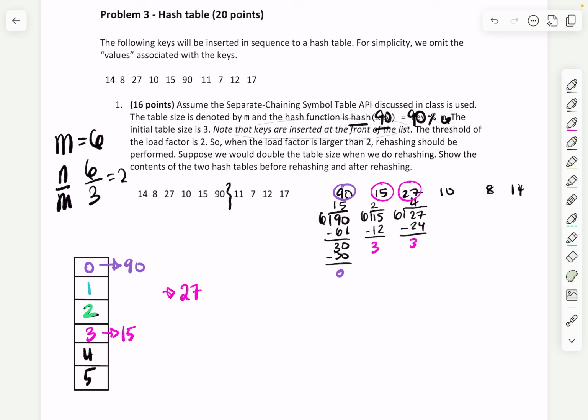We insert at the front of the list. So front is over here at the front. So we're going to have to push 15, move it over so that 27 can slide through there, just like that. Then we do 10.